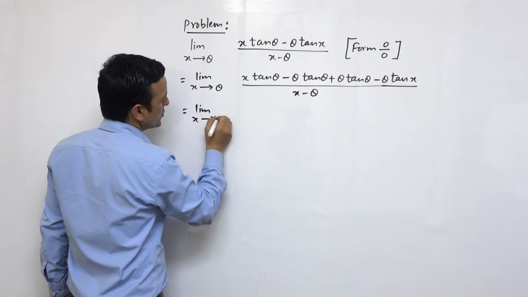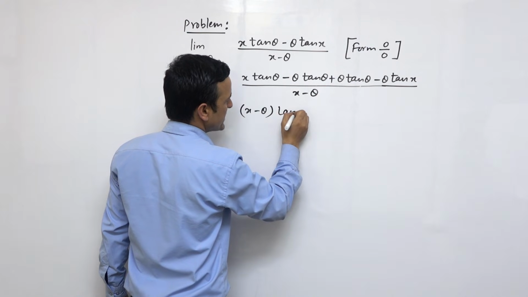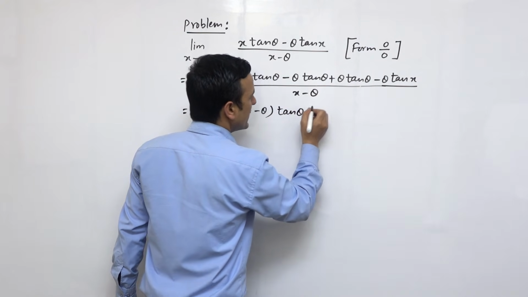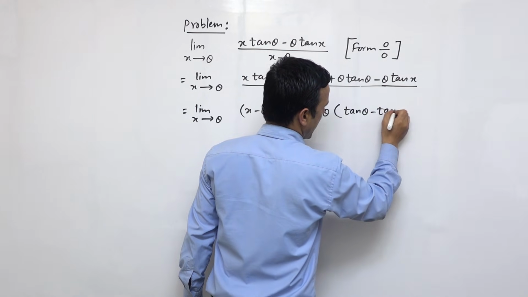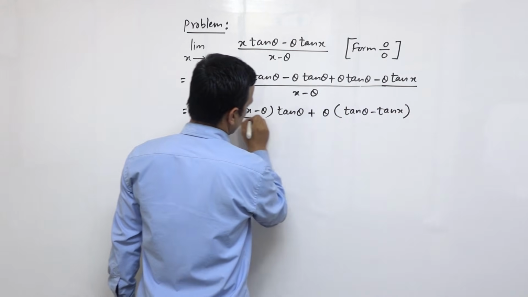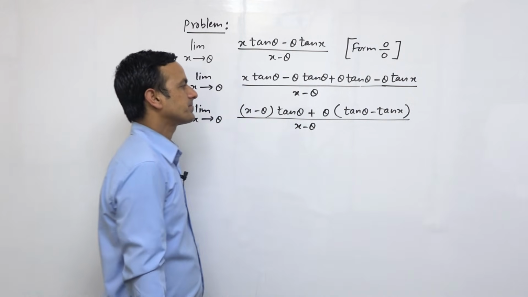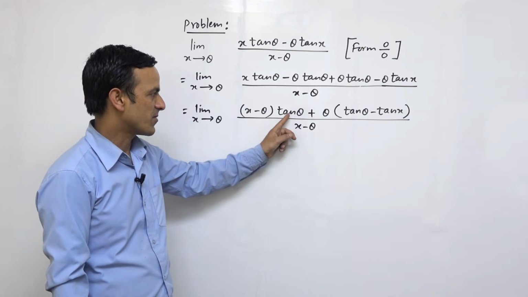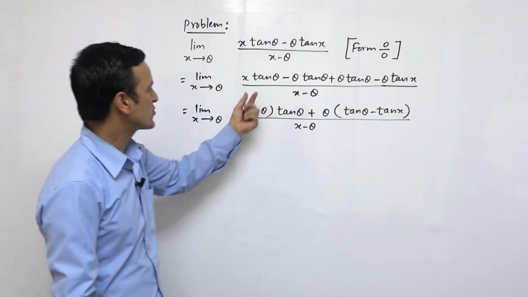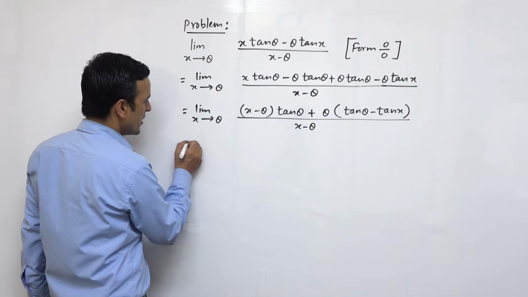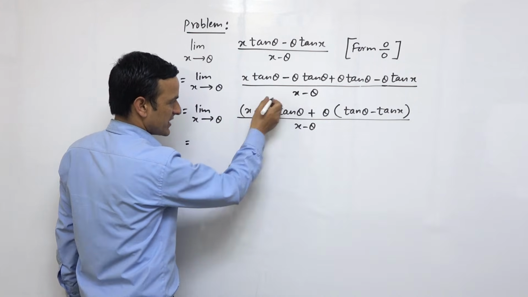So, limit x tends to theta. Now, take out the common. So, tan theta is common and here is theta common, tan theta minus tan x, and divided by x minus theta. So हामीले कमन लिइसक्यौं. अब कमन लिएको स्टेप हो यो, यहाँबाट यो लास्ट टु बाट थीटा कमन ल्याऊ, फर्स्ट टु बाट tan थीटा कमन ल्याऊ. अब यो र यो क्यान्सल गर्नको लागि we have to separate it, यतिकै क्यान्सल गर्न मिल्दैन.